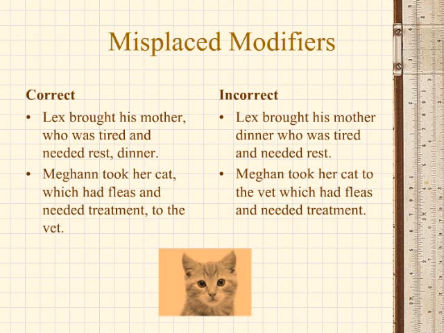Here's another example. Megan took her cat to the vet, which had fleas and needed treatment. The sentence above sounds like it was the vet who had fleas and needed treatment, when it was really the cat. Hopefully, anyway. We need to move the description of the cat so it is next to the cat. Megan took her cat, which had fleas and needed treatment, to the vet. Do you see how we made the sentence read much more clearly just by changing the wording a bit? We didn't even have to add anything new.